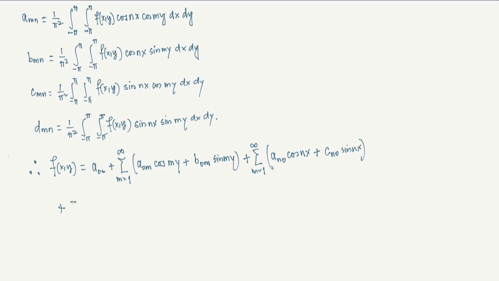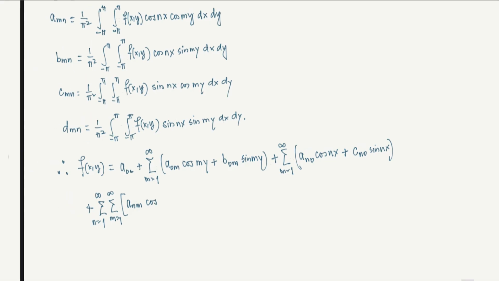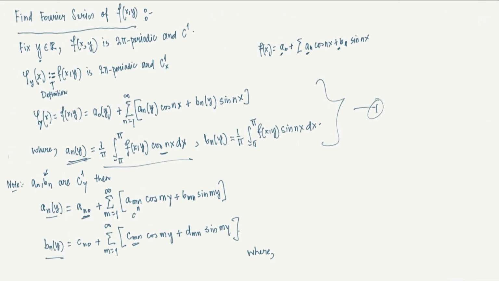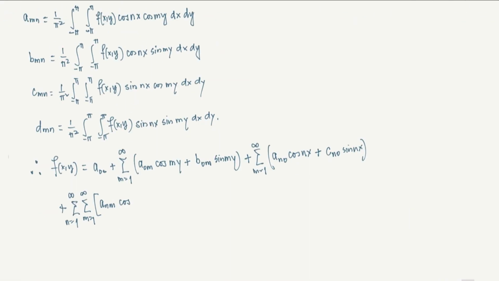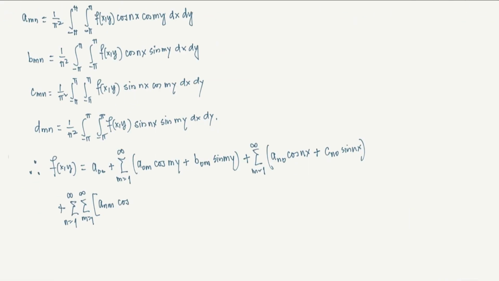Plus you have the double summation now. So this is m equals 1 to infinity, n equals 1 to infinity, and then you have this a_nm cosine. So this should be a_nm. This also should be b_nm, this should be d_nm, this should be c_mn. But it doesn't matter, it's just a notation in this case, so it's not an issue.